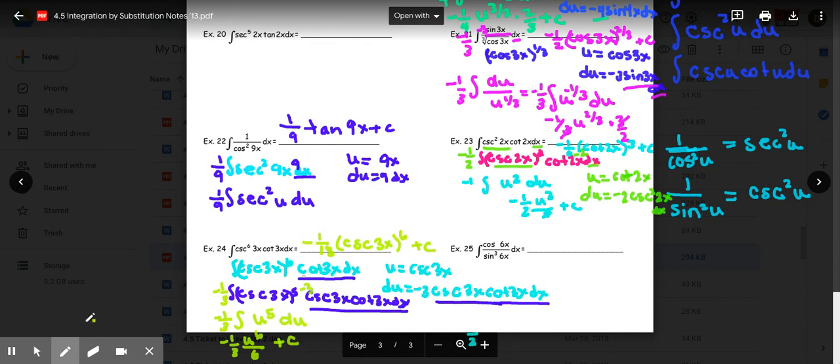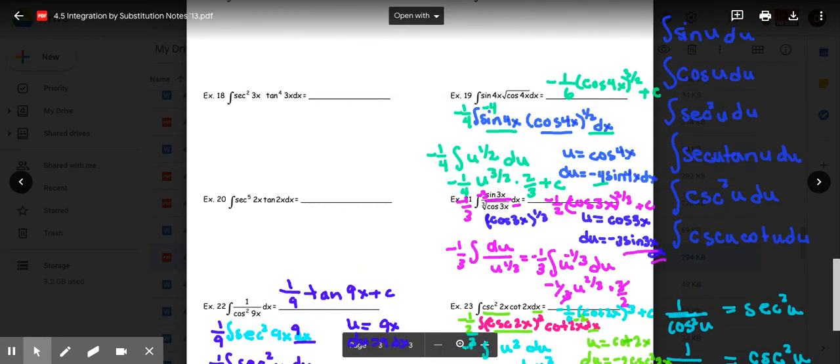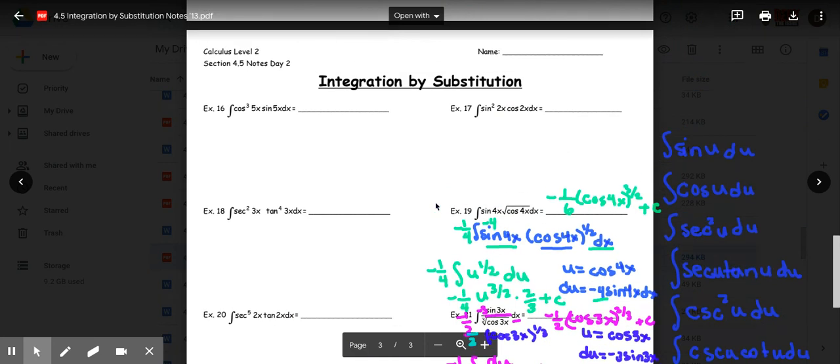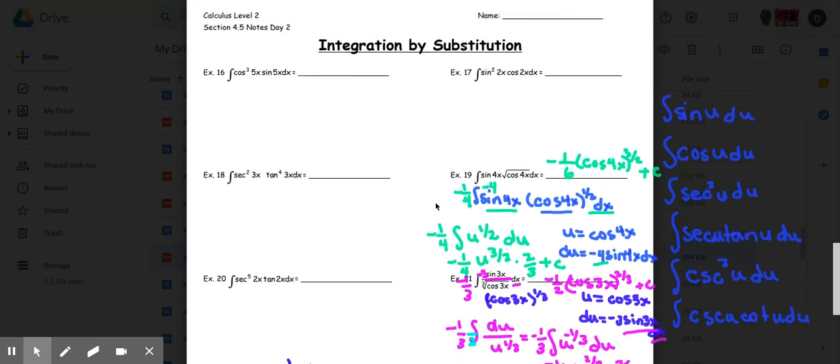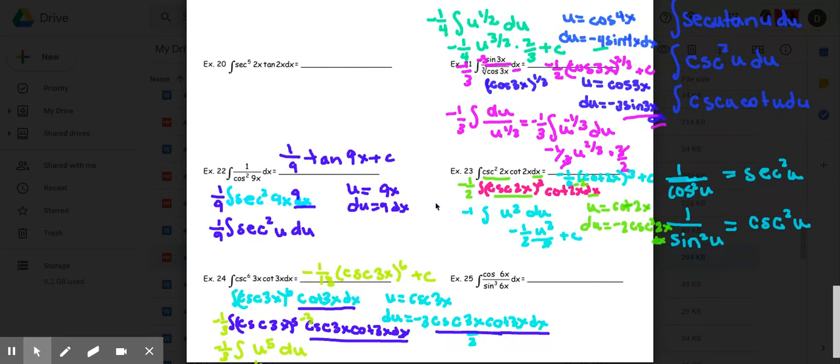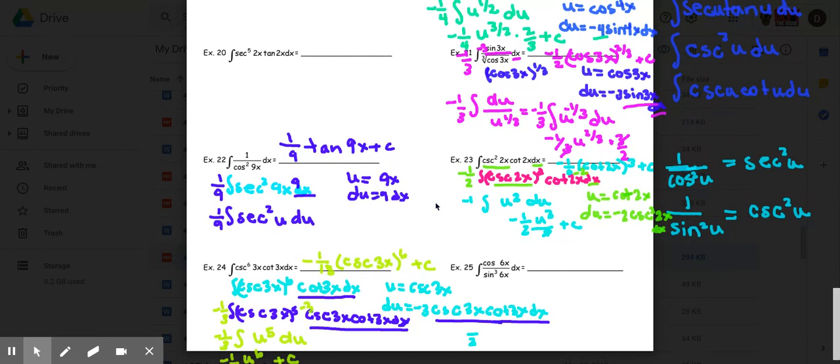All right. So we're actually going to end there. You've seen plenty of examples to just be able to practice it now. And that's what it takes: practice, practice, practice. It's the only way that you're going to get good at recognizing what's your u and is your du in there.